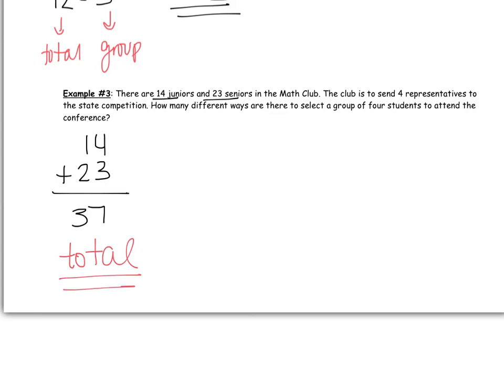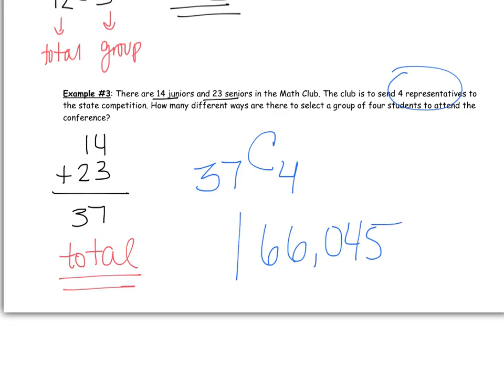So 37 is the total number of students. So I have 37 people, and I want to choose groups of what? I want to choose groups of 4. So put that into the calculator, and you should get 66,045. So there are 66,045 different ways that I can make groups of 4 out of 37 people.